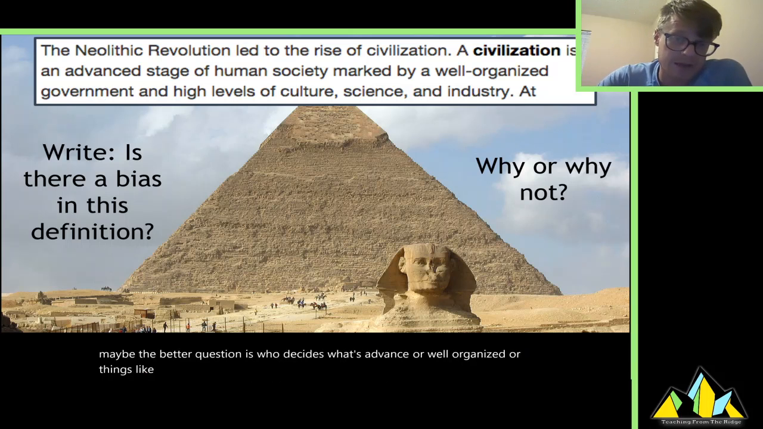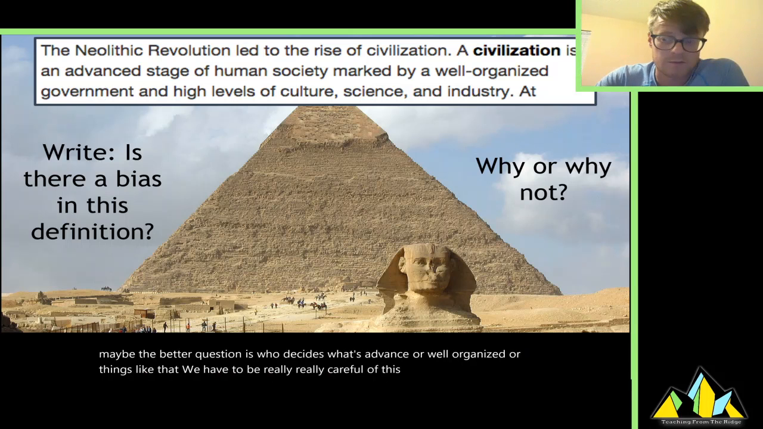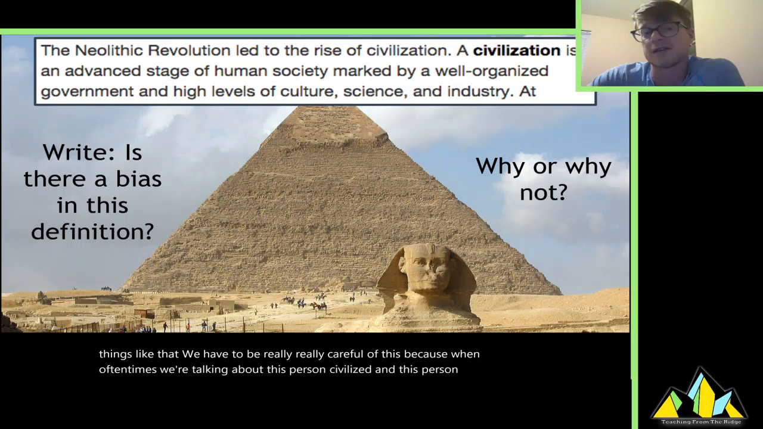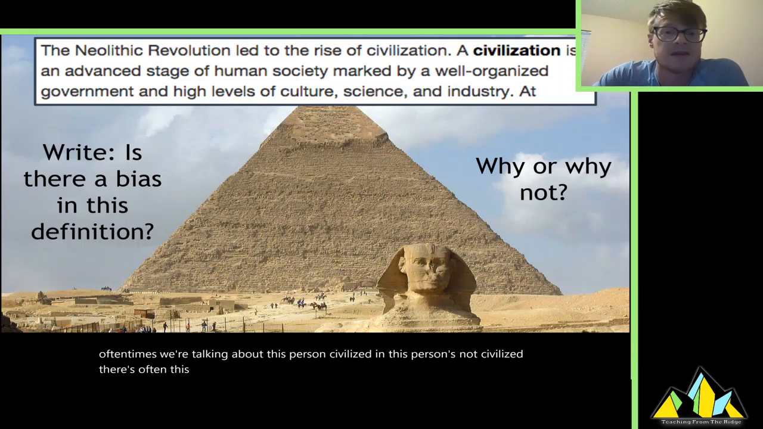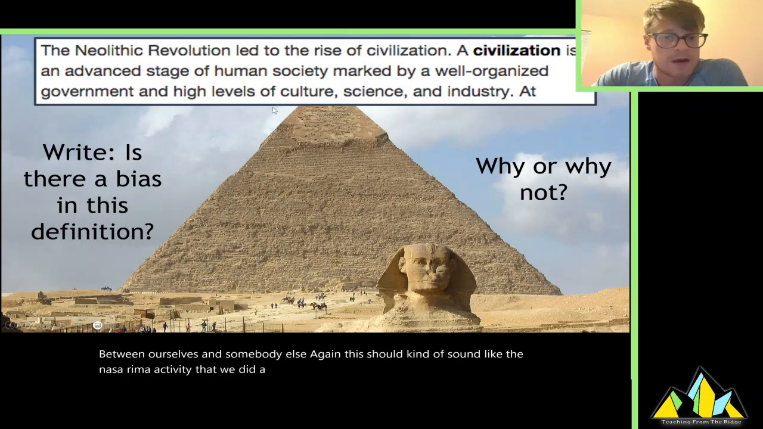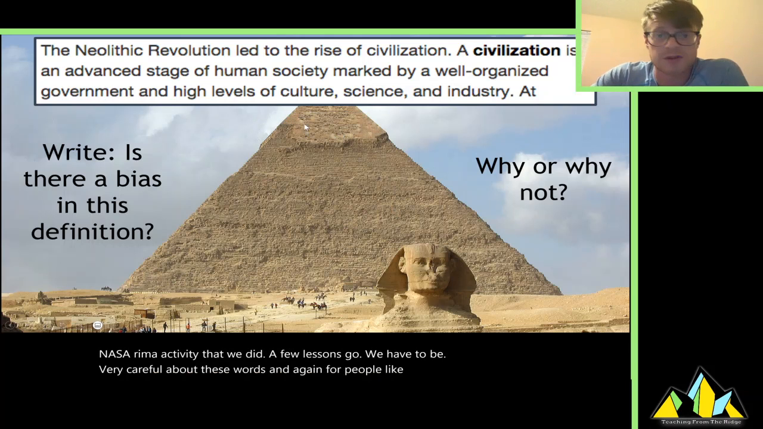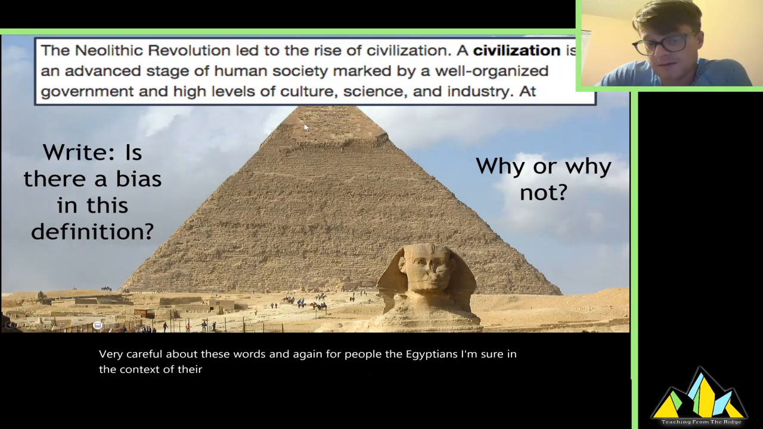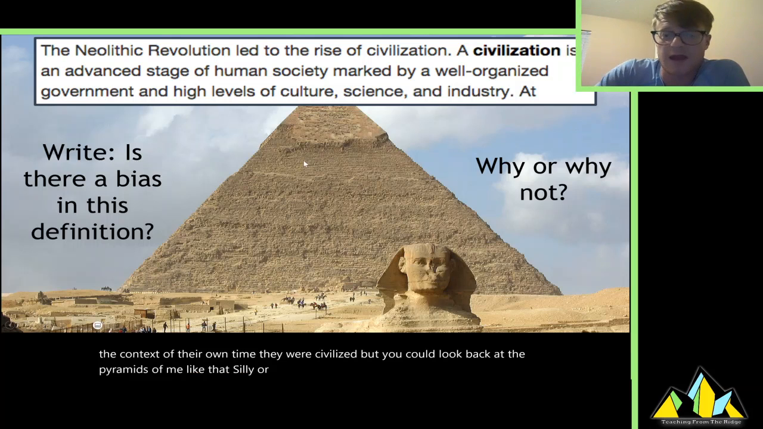We have to be really, really careful of this because oftentimes when we're talking about this person's civilized and this person's not civilized, there's often this implicit comparison being made between ourselves and somebody else. And again, this should sound like the Nasarima activity that we did a few lessons ago. We have to be very careful about these words. For people like the Egyptians, I'm sure in the context of their own time, they were civilized. But you could look back at the pyramids and say, that's silly or dumb. Again, we have to be careful about how we approach things with certain lenses.